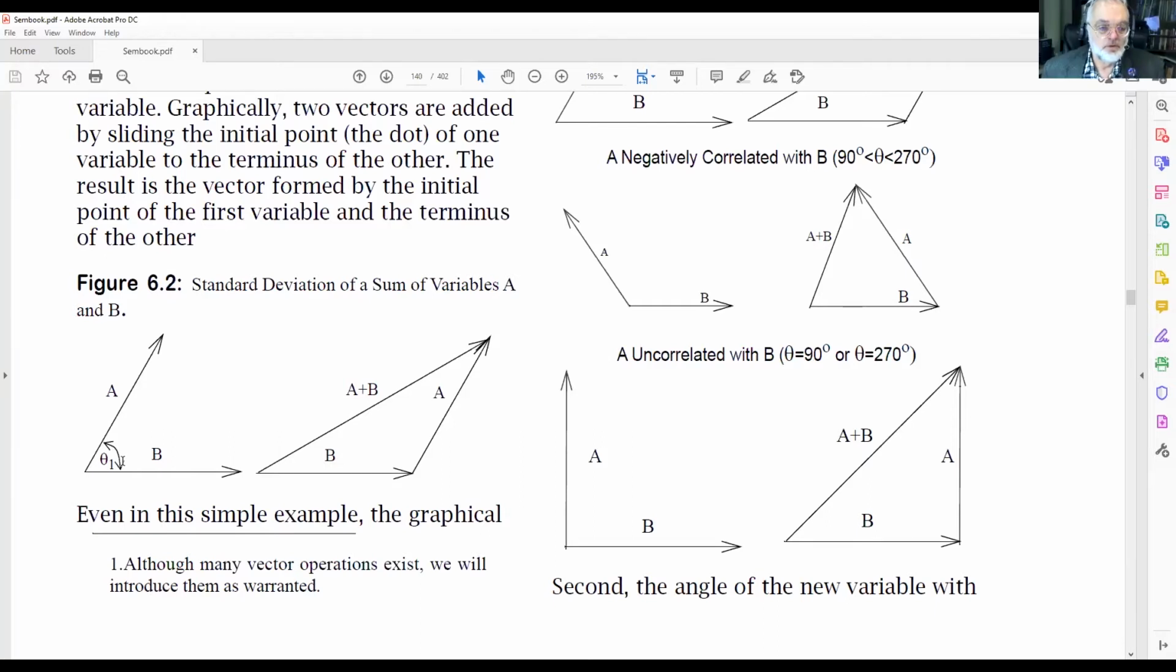In other words, the way this story goes is, once upon a time there were two variables. A had a standard deviation of this, and B had a standard deviation of this. And the correlation, the cosine of this angle, was how associated those two variables were with each other. And to do the operation of addition, I slide the point of one variable to the end point of the other. And going from the point to the end point of the second variable, the length of this line is the standard deviation of the sum.